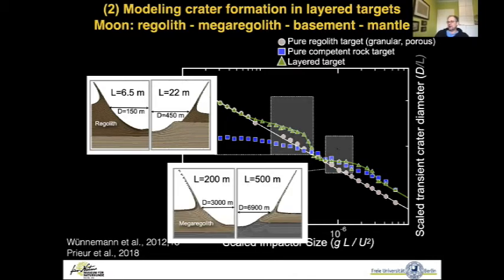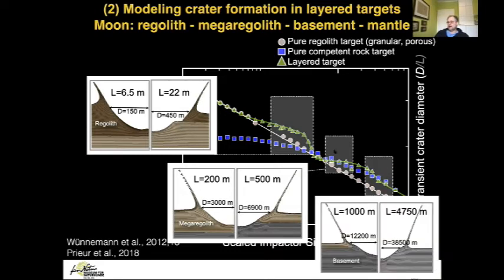So in other words, scaling is something that we can do relatively well if we have homogeneous targets. When layered targets come into play, unfortunately, the scaling line doesn't work so well anymore. So that is something that we have not really parameterized yet. It is just, you know, how irregular this line looks.